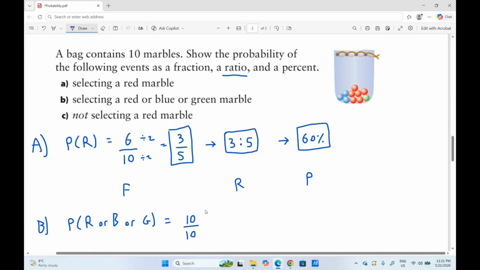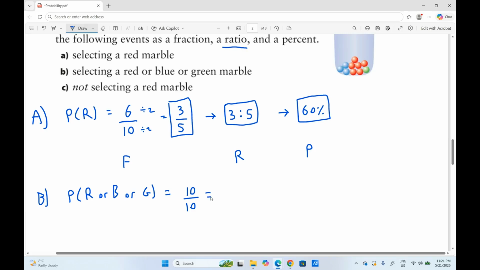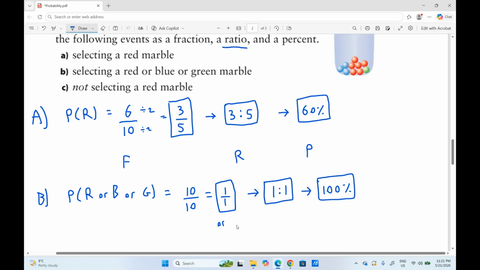So my probability is just going to be 10 out of 10, or you can just call this 1 out of 1 as a fraction. And then as a ratio, you can call it 1 colon 1. And as a percent, you can just call it 100%. So that's my answer for B here. And I guess you can also simplify 1 out of 1 to be just 1, right? That's one way to make it even more simple, or just 1.